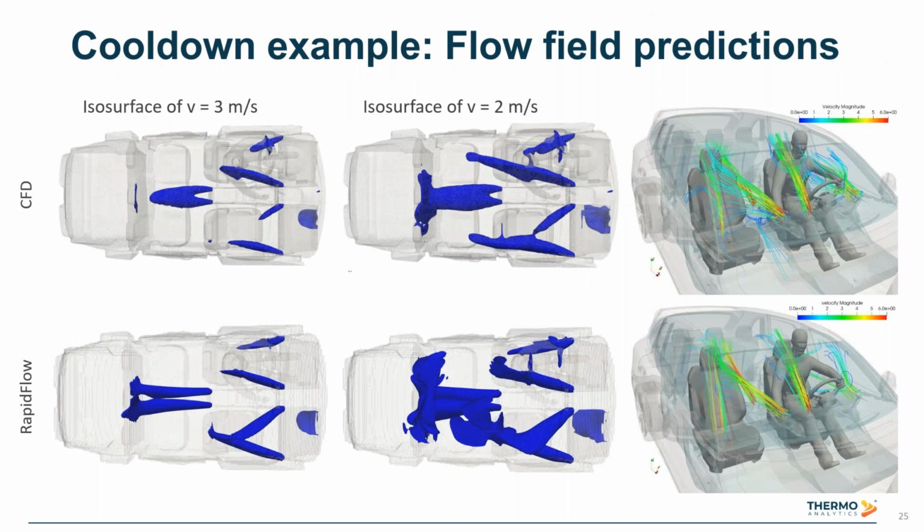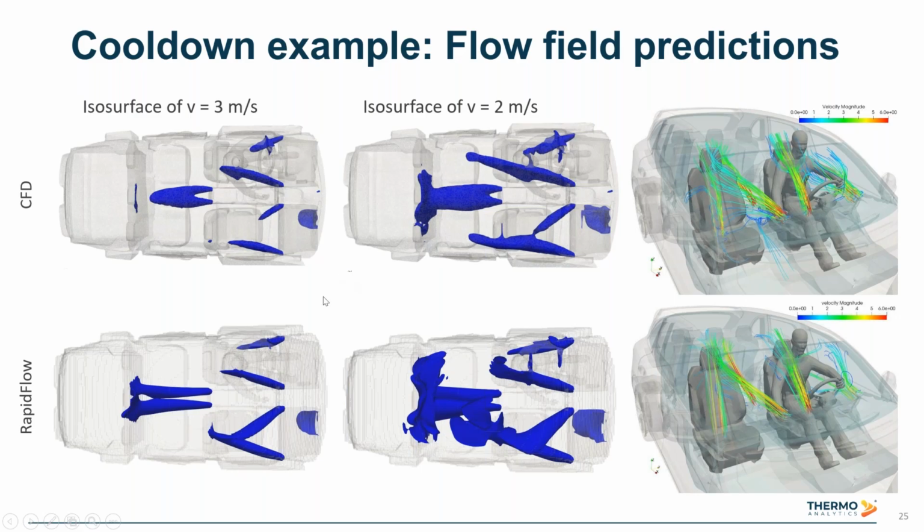So once we've got the flow models up and running, we might want to do some comparisons between the 3D flow predictions of CFD and RapidFlow to see how well they compare. And we're doing that on this slide with a few different images. The first column is an isosurface with velocity of 3 meters per second. The second is an isosurface with 2 meters per second, and the third is a streamline image. The top row of images come from our CFD prediction, and the bottom row come from RapidFlow.